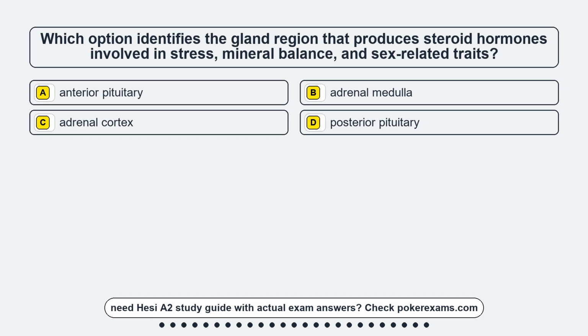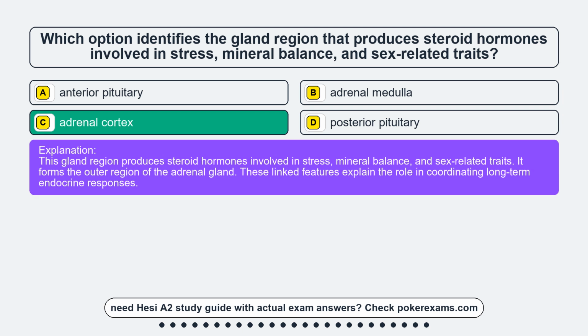Question 19. Which option identifies the gland region that produces steroid hormones involved in stress, mineral balance, and sex-related traits? Option A, anterior pituitary. Option B, the adrenal medulla. Option C, the adrenal cortex. Option D, posterior pituitary. The correct answer is option C, adrenal cortex.